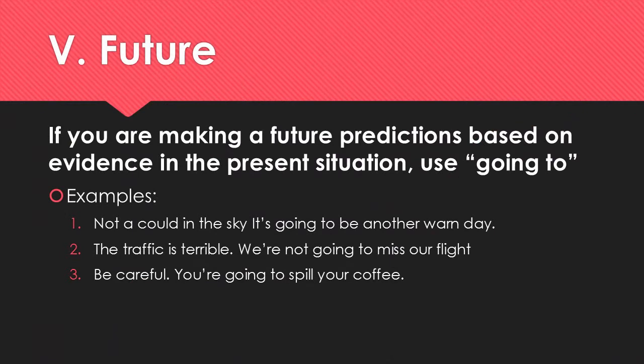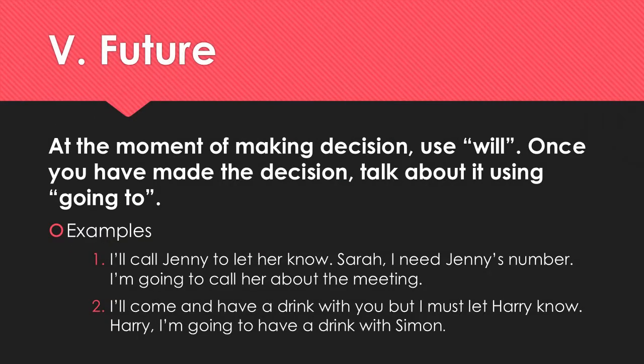If you're making a future prediction based on evidence in the present situation, use going to. For example, not a cloud in the sky. It's going to be another warm day. The traffic is terrible. We're not going to catch our flight. Be careful. You are going to spill your coffee.